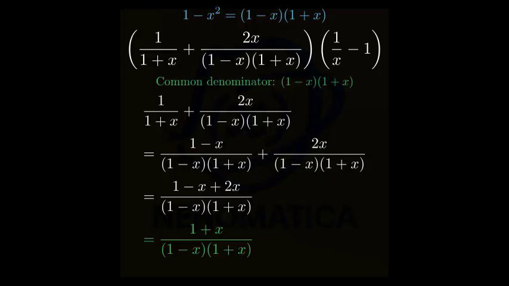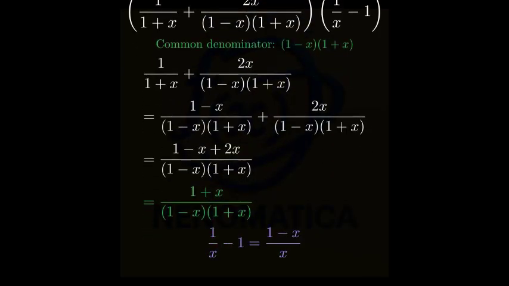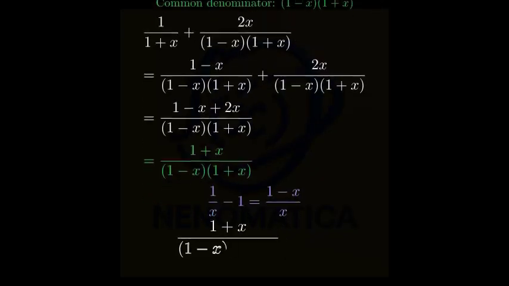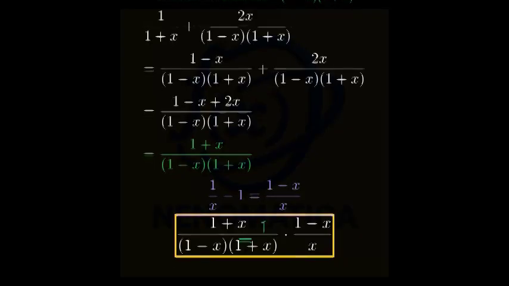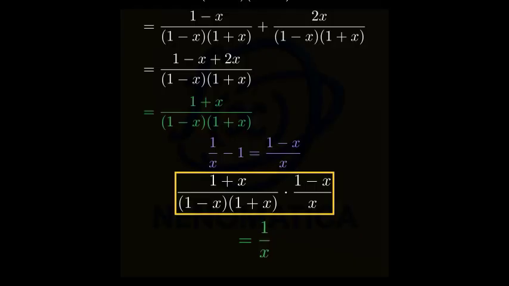Step 3. Multiply this result by the second parentheses. First, rewrite 1 over (x minus 1) as (1 minus x) over x. Now form the product and prepare to cancel common factors. Step 4. Cancel the common factors 1 plus x and 1 minus x across the numerator and denominator. After cancellation, only 1 over x remains. Therefore, following the exact algorithm and structure, the simplified result is 1 over x.